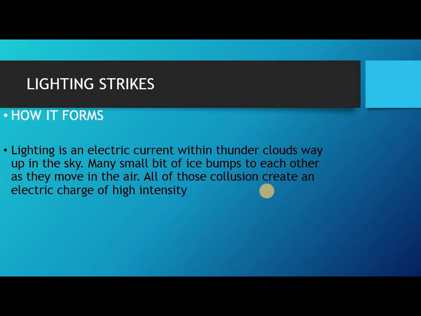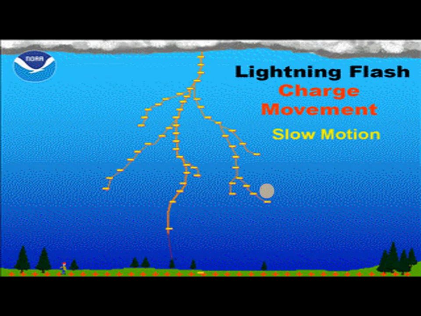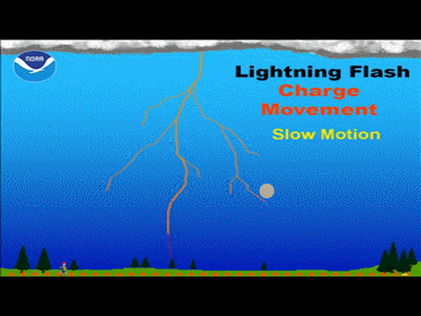How does it form? Lightning is an electric current in thunderclouds way up in the sky. Many small bits of ice bump into each other as they move in the air. All of those collisions create electric charges of high intensity. These electric charges, caused by the raindrops and the ice, form a lightning tree. This tree is of course of high potential and tends to search for a ground.